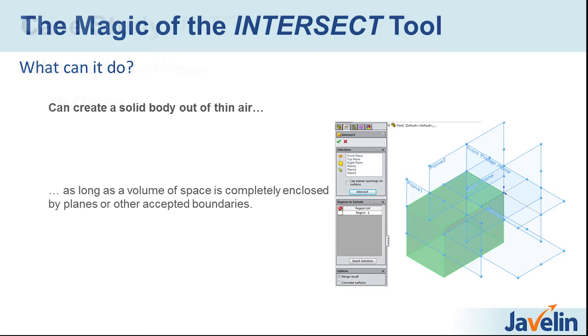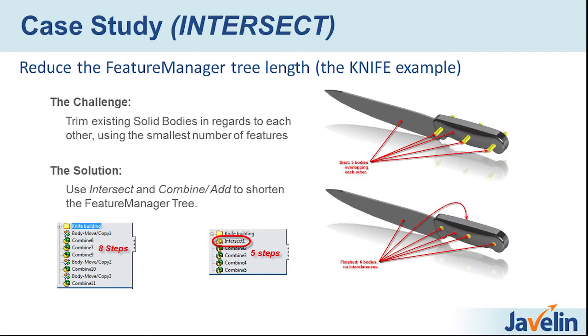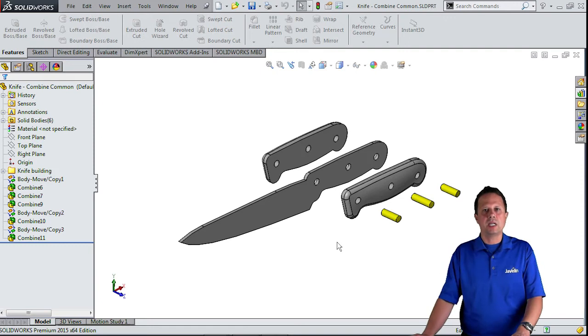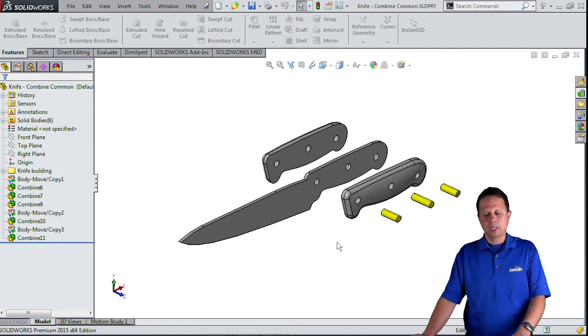Now for more serious stuff, let's take a look at this case study. It's very interesting. I'm starting it, first of all, with the old technology, and notice it takes quite a lot of steps to get it done. And after that, I'm going to show you how easy it is to be done with the Intersect command.